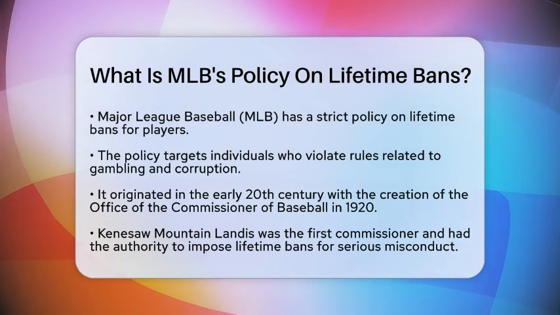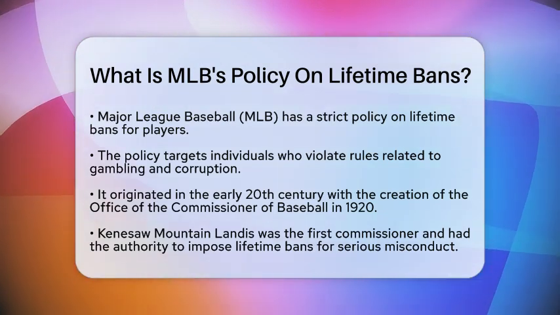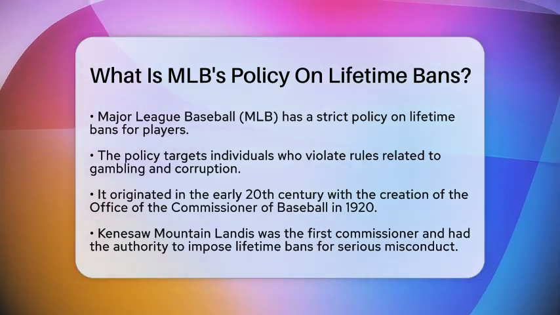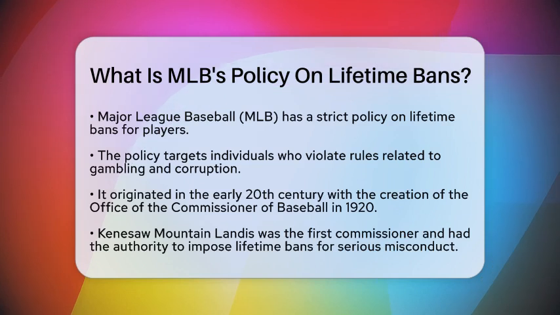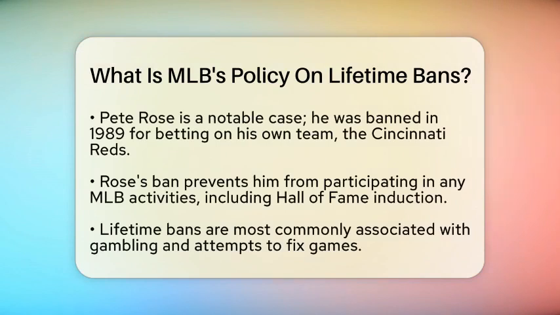One of the most notable cases of a lifetime ban is that of Pete Rose. In 1989, Rose was banned for betting on games involving his own team, the Cincinnati Reds. He agreed to the ban and has remained permanently ineligible to participate in any Major League Baseball activities. This includes being inducted into the Hall of Fame. The aim of this ban was to protect the sport from gambling-related corruption.